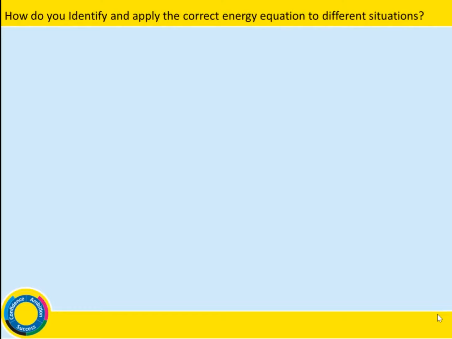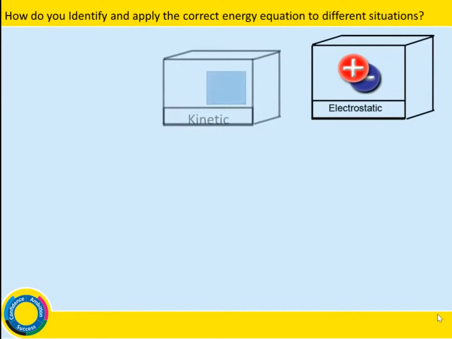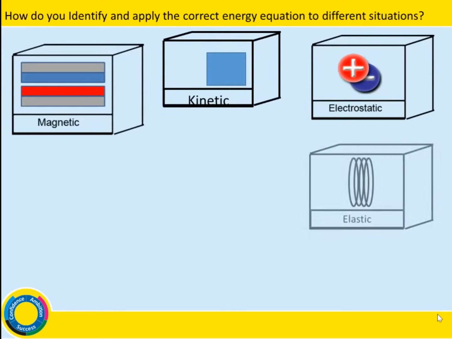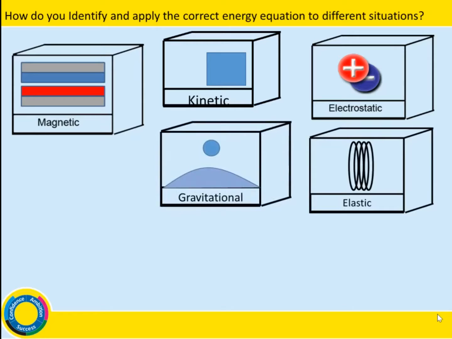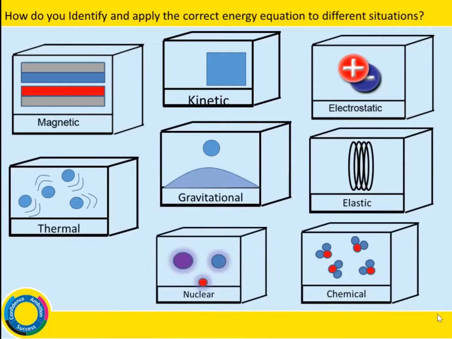And here are our 8 energy stores. The electrostatic store, kinetic store, magnetic store, elastic, gravitational, thermal, chemical, and nuclear.